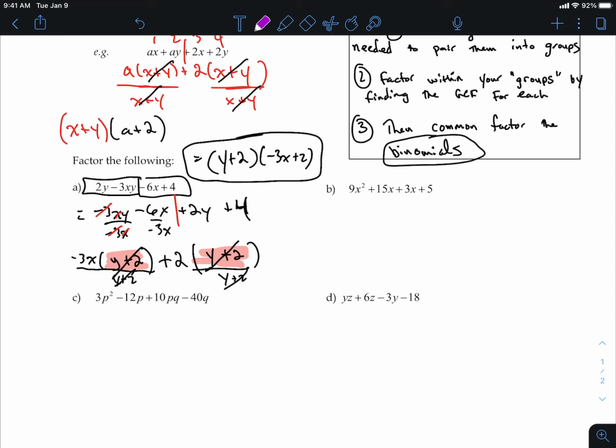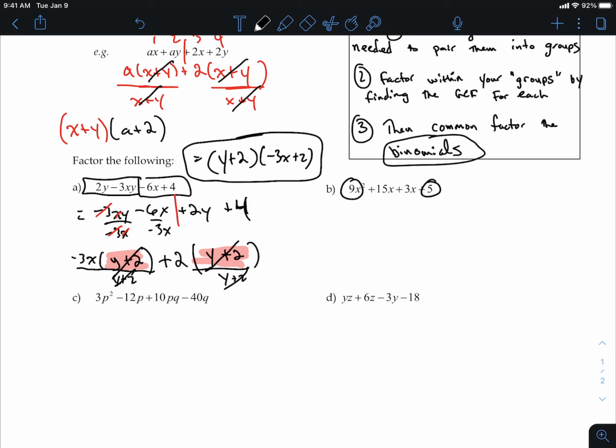Okay, let's do the next one. This one might be a little bit tricky. Okay, right off the bat, you're going to look at things that you just know aren't going to go together. Like, I know I can't put the 5 with the 9. You just can't, right? It's useless. Not even to mention it doesn't even have an x. So that leaves you with now you got to make a decision.